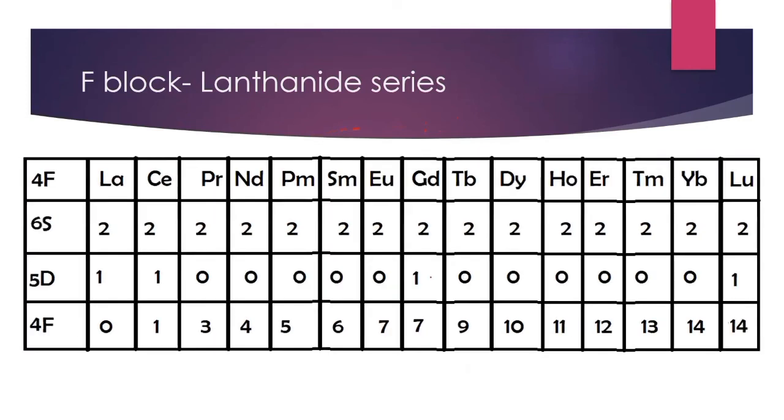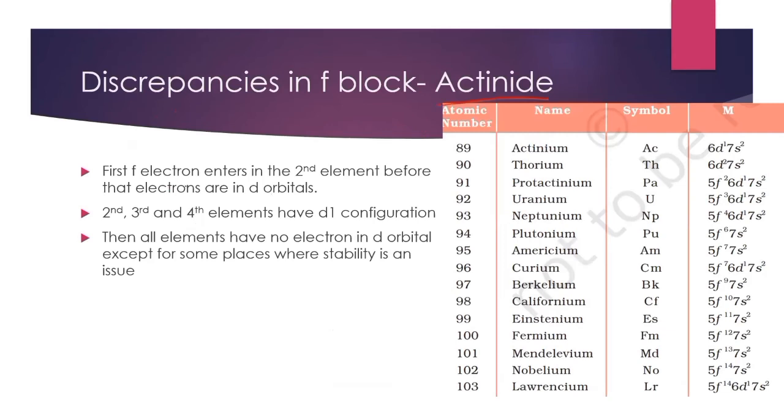Wait, where are you going? The actinide series is waiting for you. So in the actinide series, we can see the first f electron enters in the second element. The second element is protactinium. Okay, the first f electron enters here, not here, but it is an f block element. Actinium is a D block element, but thorium is an F block element. Here the last electron enters in the d orbital, but in protactinium the electron enters normally into the f orbital. And then the next three, that is second, third and fourth elements, have d1 configuration, and the unstable ones also have d1 configuration here and here. Okay, this is our rule.